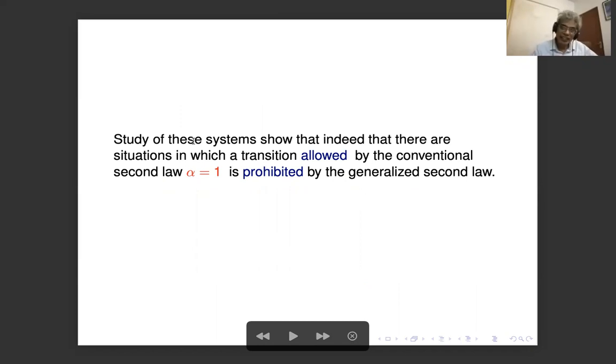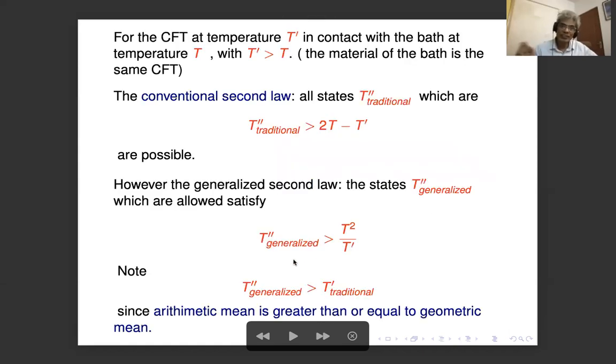In that paper, we studied a lot of systems, and we saw that indeed some transition is prohibited. What is allowed by the usual second law, alpha equal to one, is sometimes prohibited by the generalized one. I'll show you an example for the temperature. We could find that holomorphic deformation in which you shift the temperature by just adding the stress tensor to the action. So consider a CFT at temperature T prime in contact with a bath at T, where T prime is greater than T, and it's a non-equilibrium process. The material of the bath is the same.